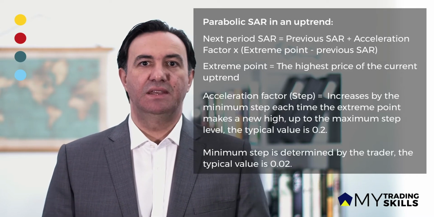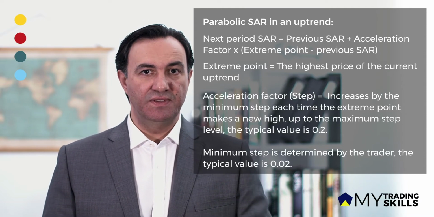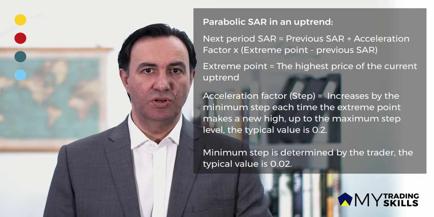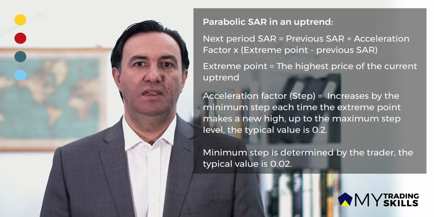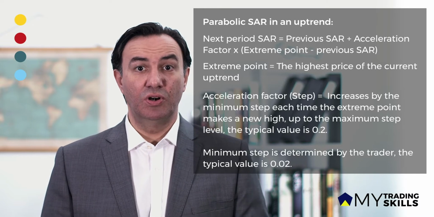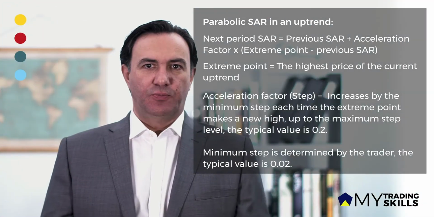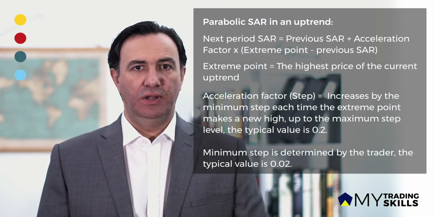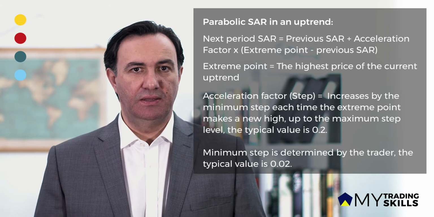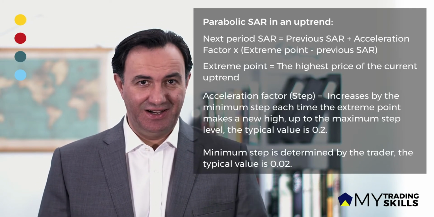The step has the effect of giving the trend time to develop when it's in its infancy. But when the trend matures and the step is at its maximum, it will give a reversal signal more quickly. Okay, so what's next? So next, when we know the acceleration factor, we've got all our inputs and we apply the formula to get our next period SAR.